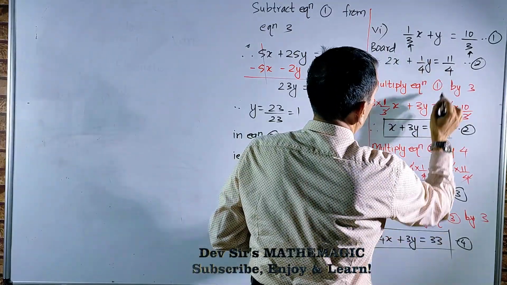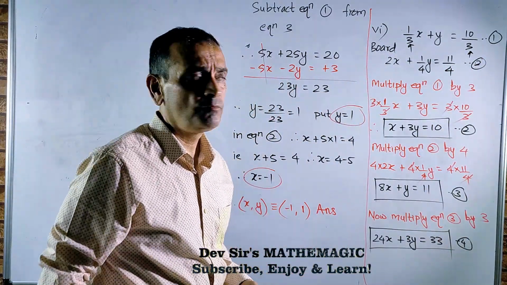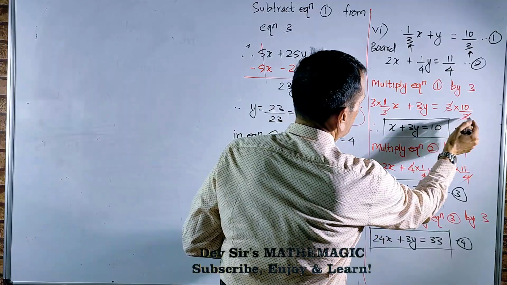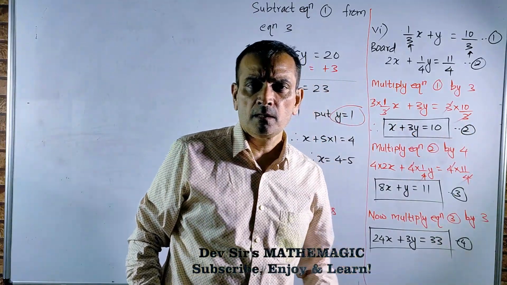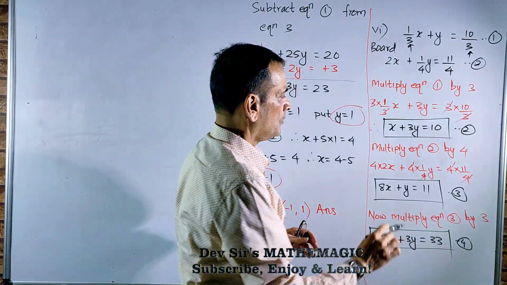3 into y, 3 into 10 by 3. 3 gets cancelled here, 3 gets cancelled here. x plus 3y equal to 10. 3 has gone. Okay.